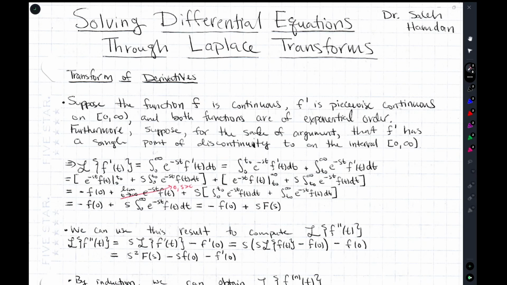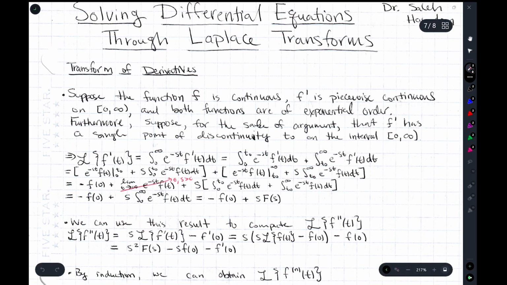All right, so we've looked at the Laplace transform and we've looked at the inverse Laplace transform. And now we're going to solve differential equations using the Laplace transform. Okay, we've done all the hard work. Now let's reap the benefits.